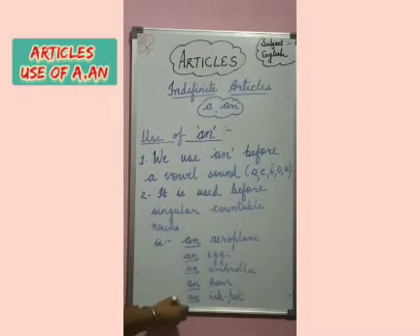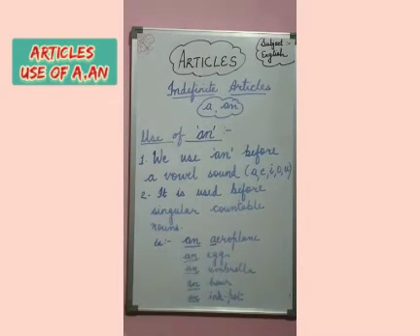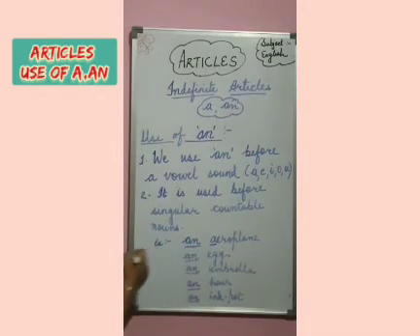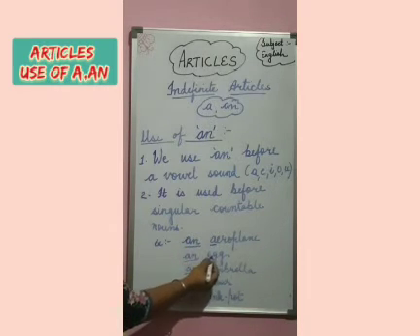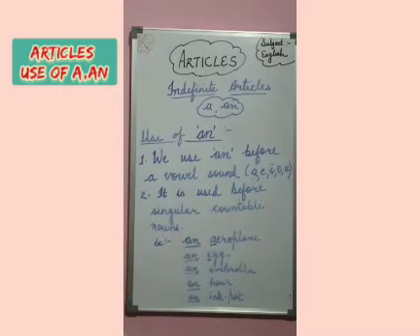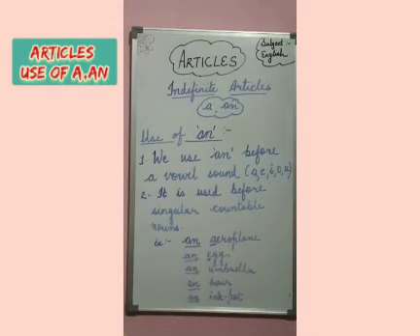Okay. Now let's see some examples. Dash aeroplane. A. First sound is a. And a is swar, a is a vowel sound. So what will we write? We will put an before it. Next is dash egg, right? Egg, a. Again a vowel sound, we will put an before it. Dash umbrella, umbrella, a. Again a vowel sound, we will put an before it.